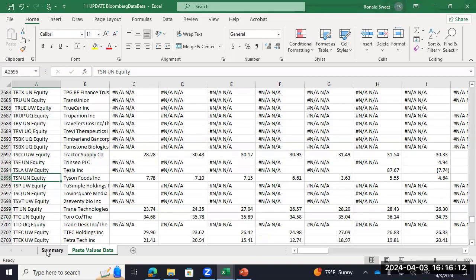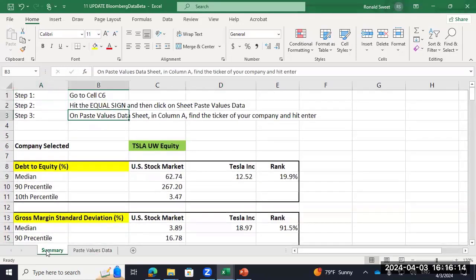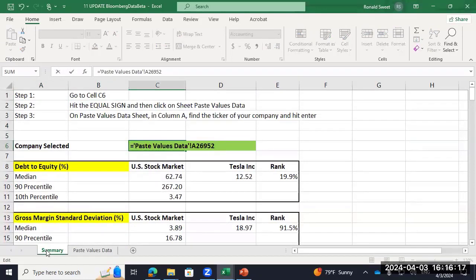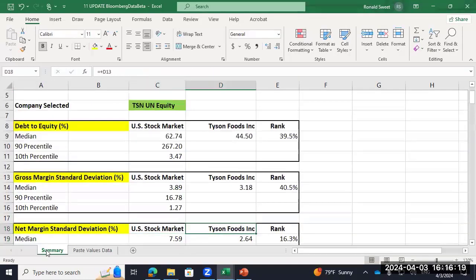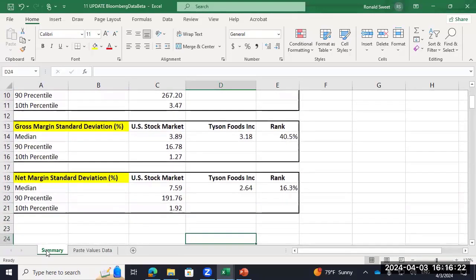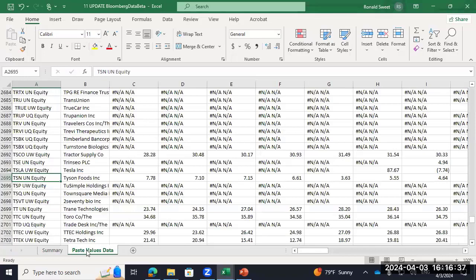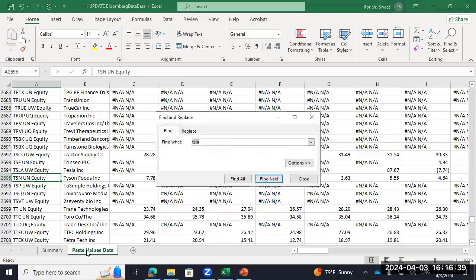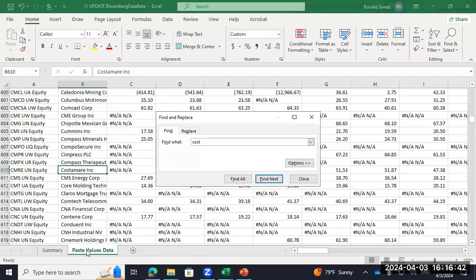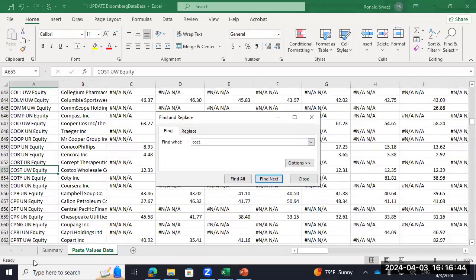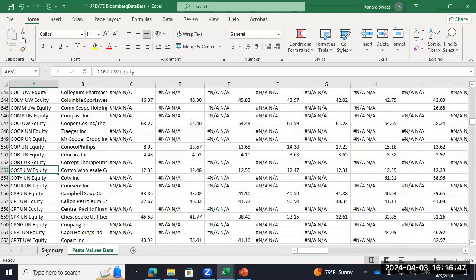You look at Tyson Foods, very, very different firm. Pretty average debt, but very, very stable margins. Because if beef prices go up, they can charge more. Consumers are used to prices going up. Now, one of the most stable firms in the entire S&P 500 is Costco. 653, line 653.